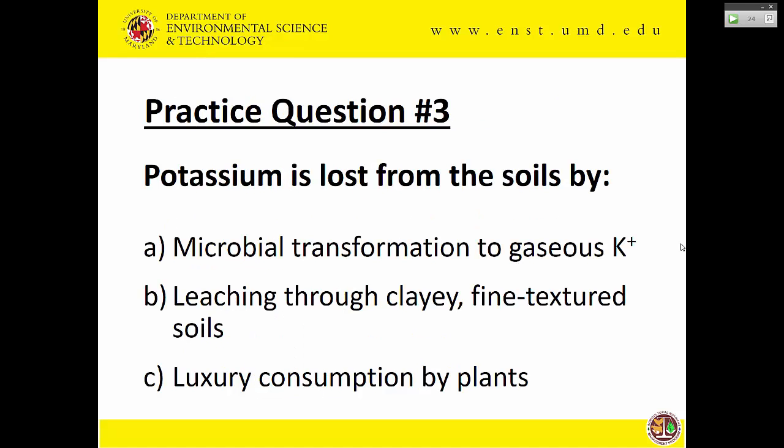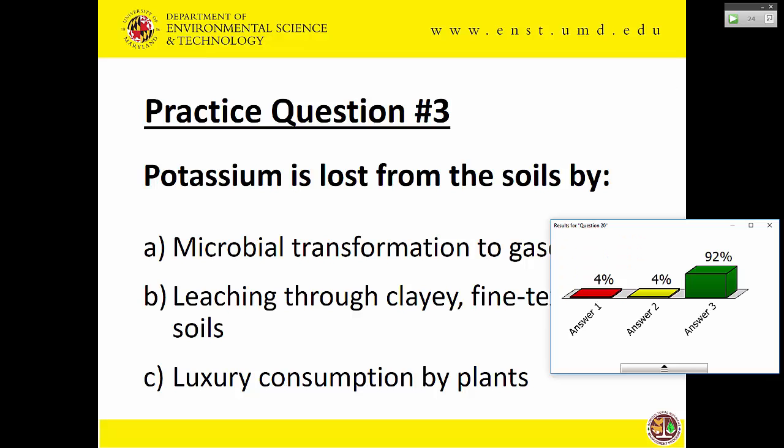So I think we have an easy question which talks about how potassium is lost from the soil. One is microbial transformation to gaseous. Another is leaching, and then the third is luxury consumption. There you go. Yes, so C will be the right answer in this case.